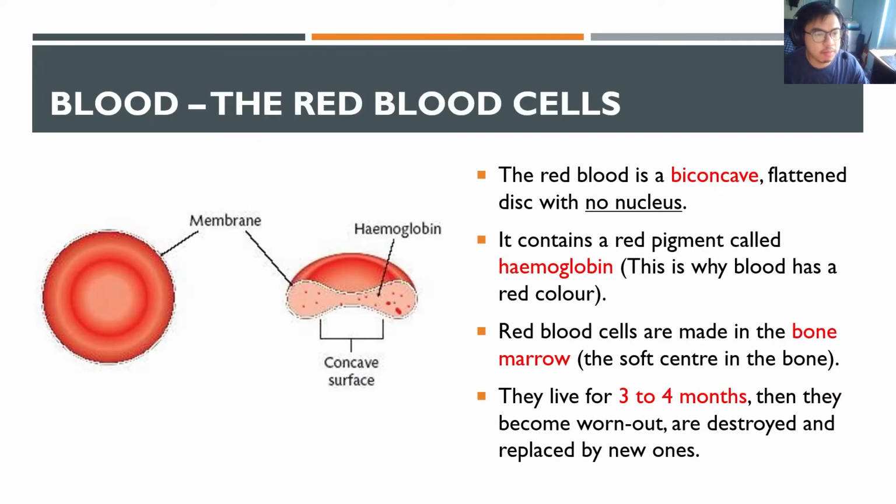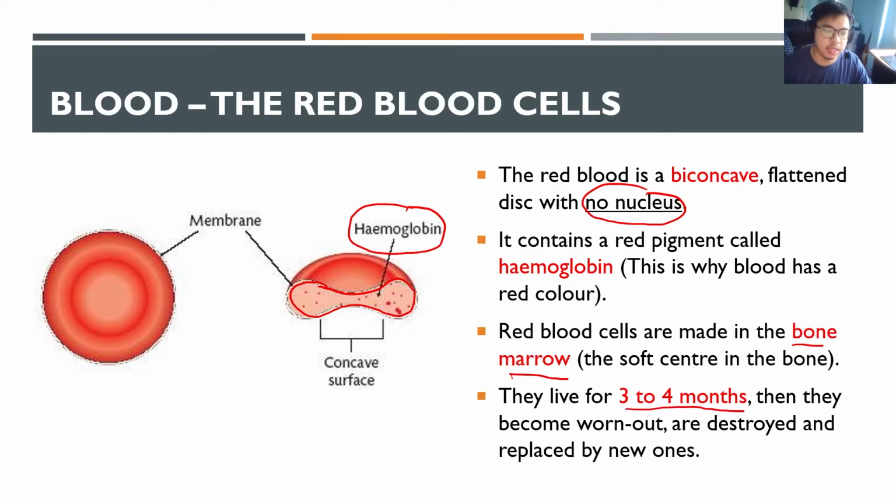So let's talk about the red blood cell. This is what it looks like. The red blood cell is biconcave, which means it has this sort of shape here. It looks like a flattened disc, and it has no nucleus. The red blood cell has a red pigment called hemoglobin. This is what gives the red blood cell its red color. The red blood cells are made in the bone marrow. So what is the bone marrow? The bone marrow is the soft center in the bone. Red blood cells can live up to three to four months. Then they become worn out, are destroyed, and replaced by new ones.